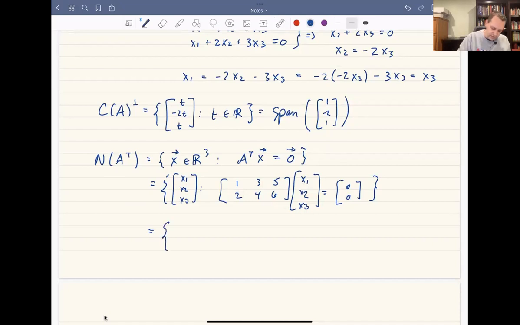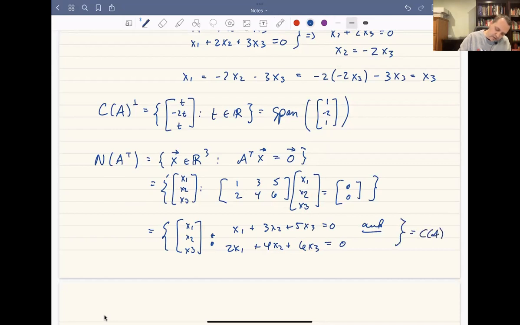So this is just the set of all the vectors x1, x2, x3 such that x1 plus 3x2 plus 5x3 is 0, and 2x1 plus 4x2 plus 6x3 is 0. Right? This is exactly the column space of A perp, the orthogonal complement of the column space of A. Sometimes we say C of A perp, meaning it's the orthogonal complement. So it turns out that these are the same in this case.